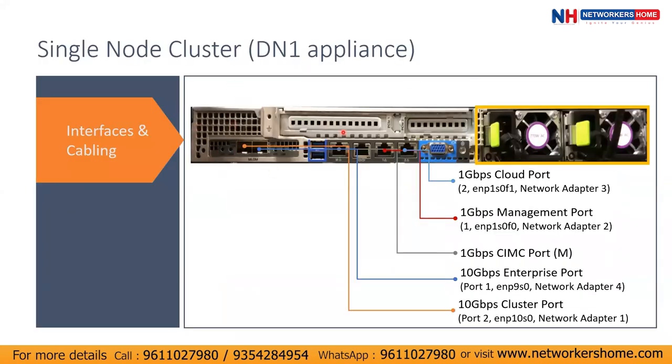So this is the original photo of a DN1 appliance. This is the backside. You can see the interfaces and cabling, right? There are a couple of ports mentioned. First is your cloud port. Second is your management port. Third one is your CIMC port. Fourth one is your enterprise port. And fifth one is the cluster port.